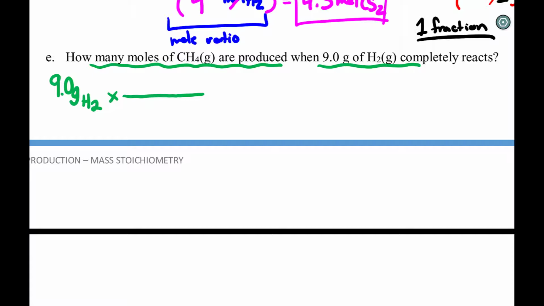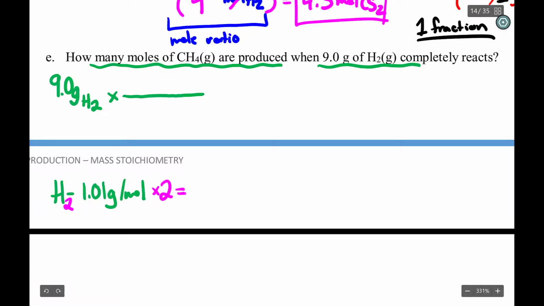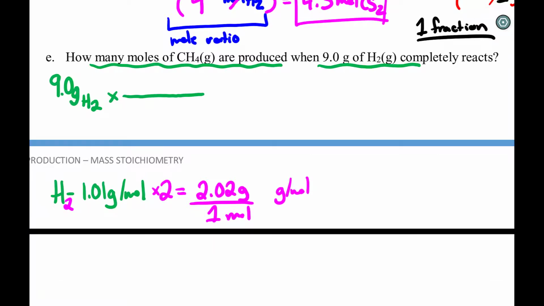of the substance I have. In this case, that would be H2. So I have to convert grams into moles using molar mass. Now, hydrogen has a mass of 1.01 grams for every mole, but if it's H2, then I need to multiply that by 2 to get the molar mass of the molecule, which is now 2.02 grams for every 1 mole, because the unit of grams per mole is a fraction. And so that's what I'm going to do in this spot here.